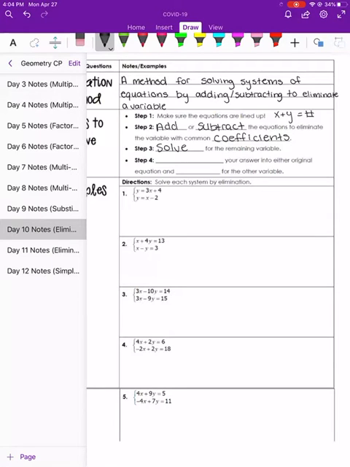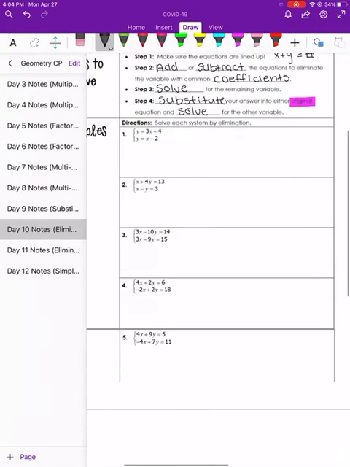Step three is to solve for your remaining variable. And then you're going to substitute that answer back into one of the original equations. It has to be one of the original equations. It can't be something that you got later on. It has to be one of the first two, and then you're going to solve for the other variable. I know that the steps are a lot to look at, but once we get working on the problems, they will start to make more sense.